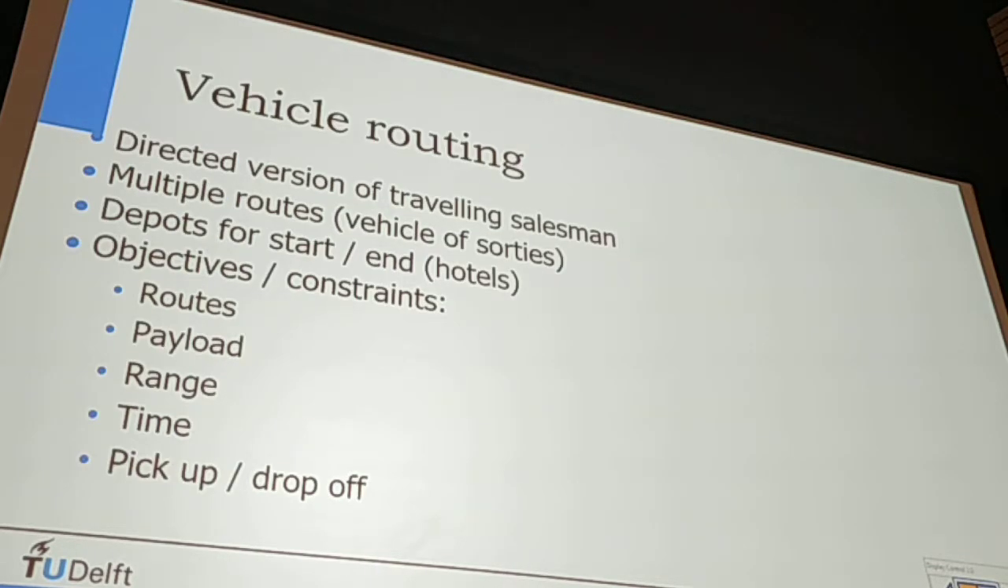So vehicle routing is usually a directed version. The traveling salesman is actually a complete round tour. There's no beginning and no end. Everything is connected, and you can go in either direction, so there's no preference there. Vehicle routing is usually directed, so it specifies we go from here to here to here. There's a start and an end, so there's actually a depot for the start and the end.